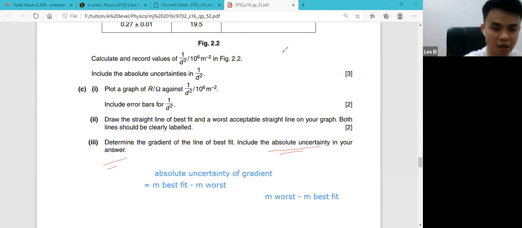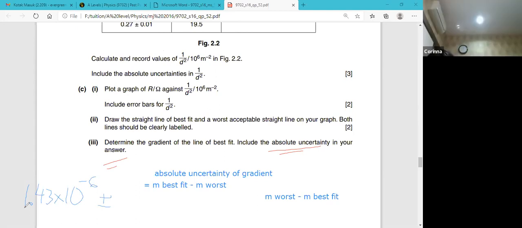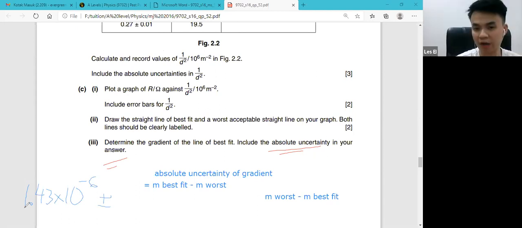But then just now your best fit, let's say the gradient is 1.43, for instance. So now I'm waiting for your result after you subtract both of them. Any volunteer to tell me the answer? So how much is the gradient just now? Best fit should be in the range of 1.4 to 1.5.